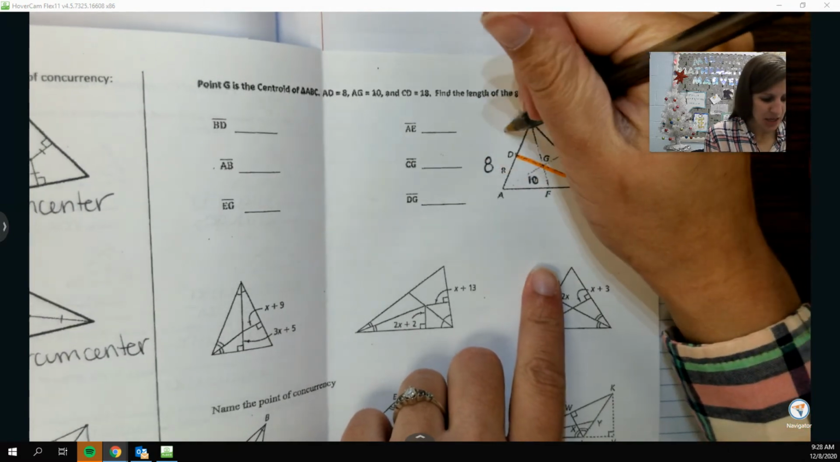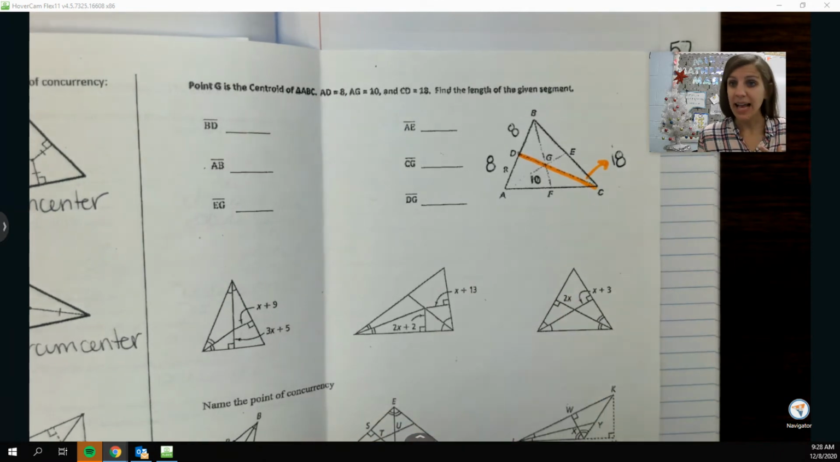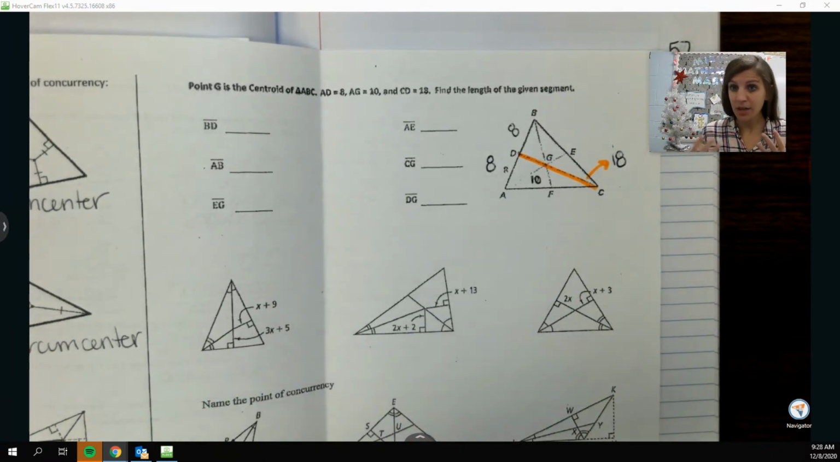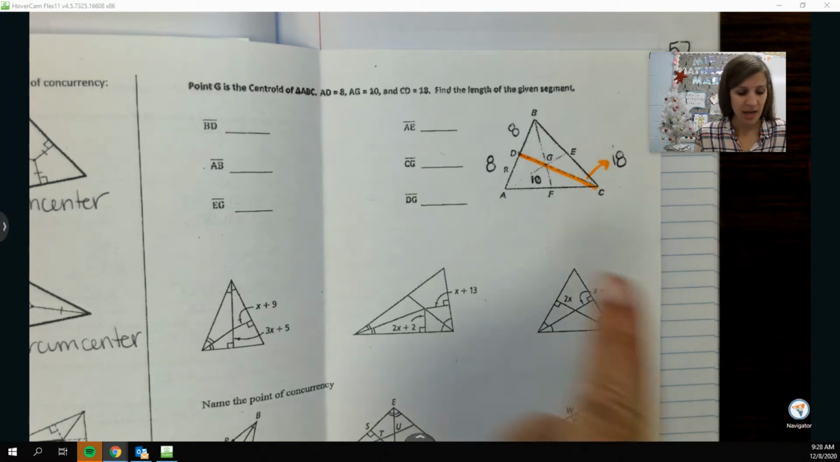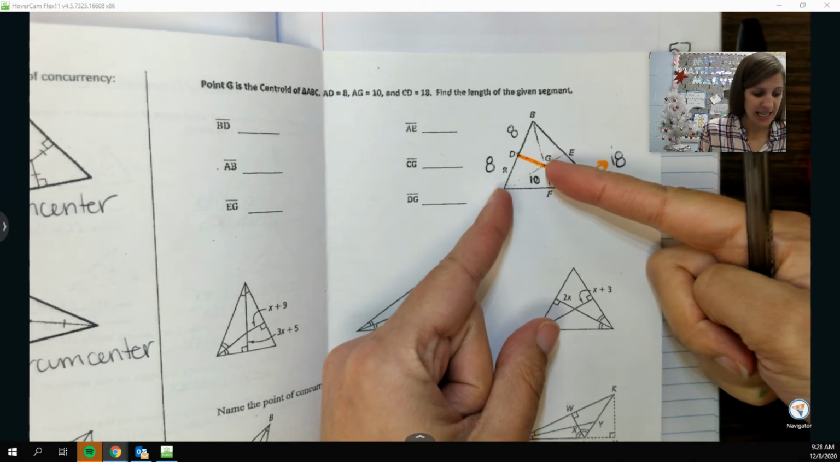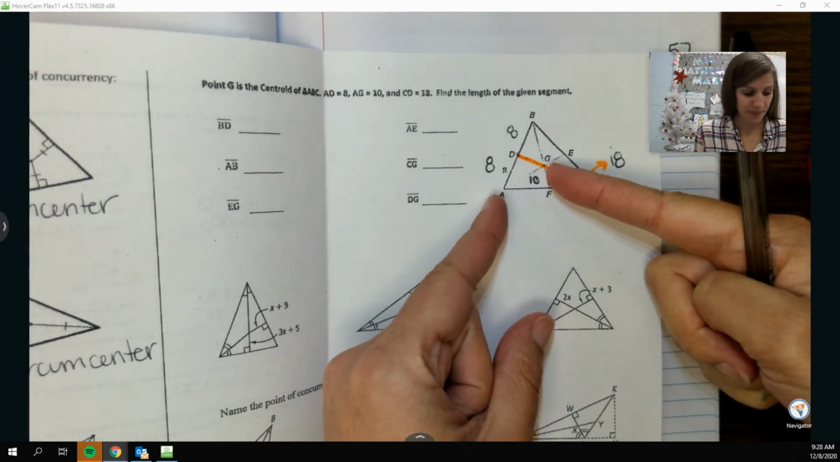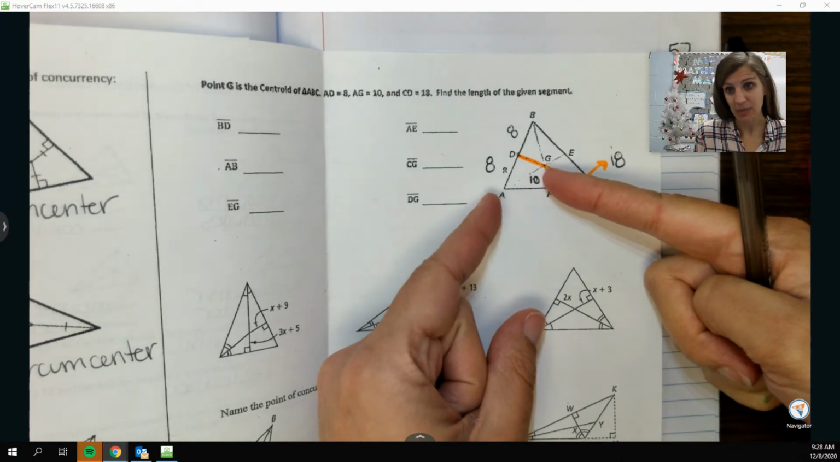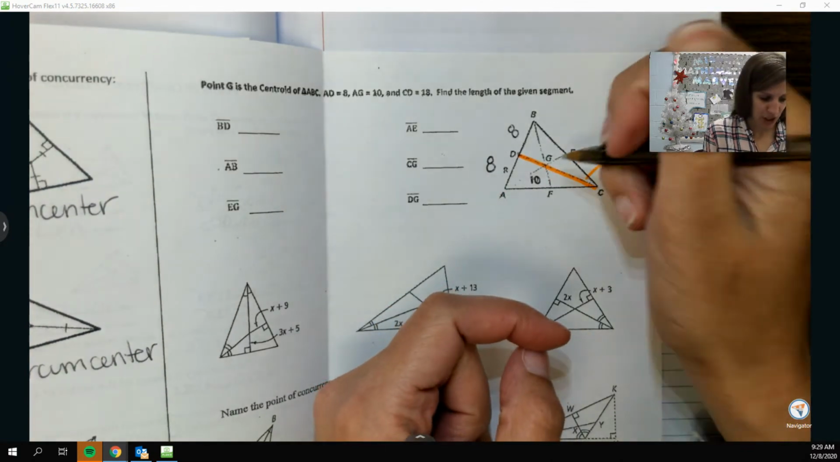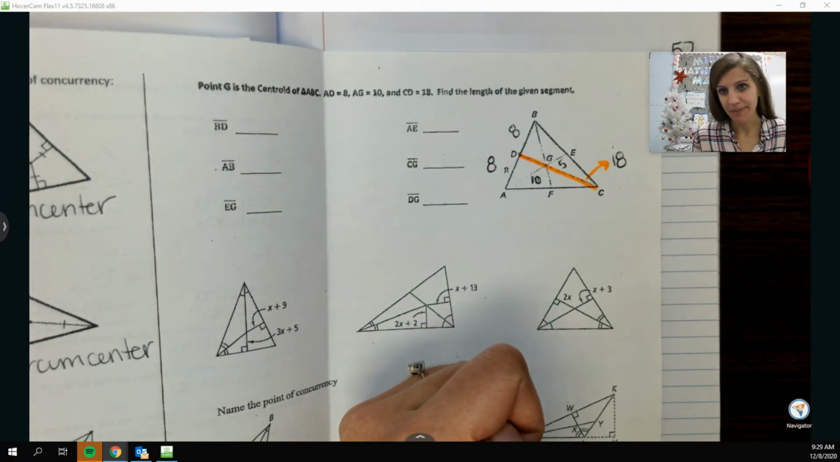And so if this is 8, so is this, because D would be at the midpoint. Now again, if I know part of the median, then I know it has a relationship of 2-to-1. So when I have this median drawn here that the 10 is on the larger portion, which is 2 times as much as the smaller portion. So this would have to be 5.